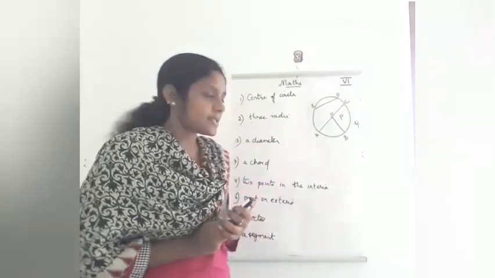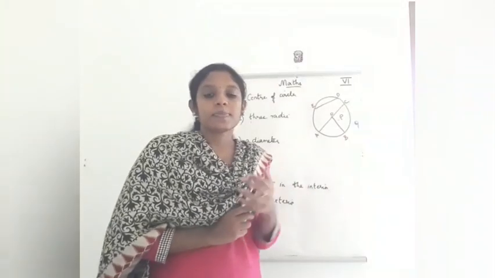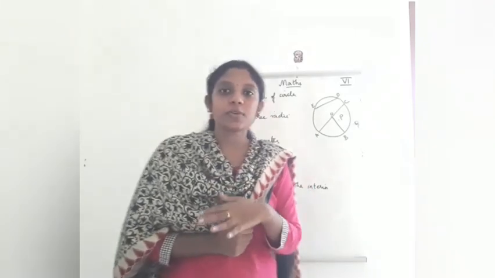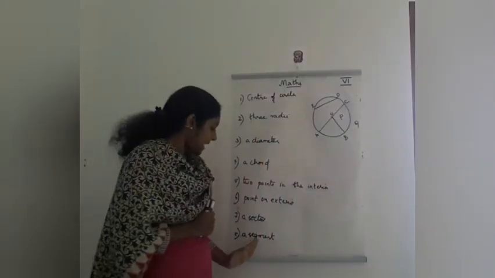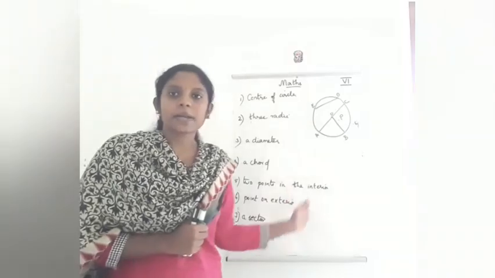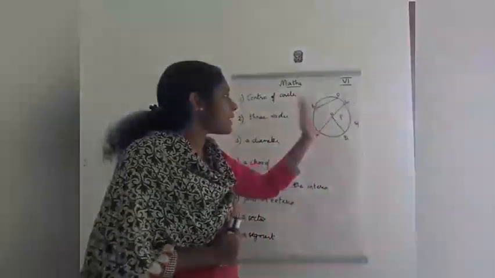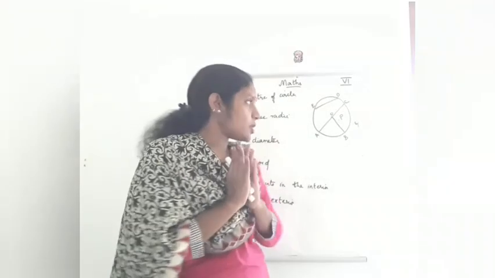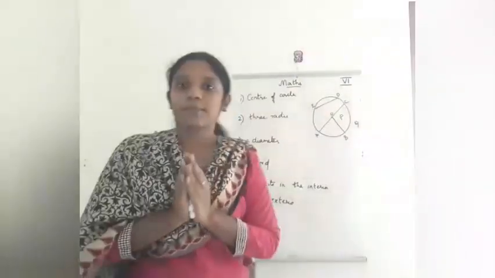Okay children, now we'll move to exercise 4.6. First question, a figure is given. Please take out your textbook and look at that figure. From the figure you have to identify the 8 terms given, the 8 terms we have just studied. Look at the figure carefully and understand what is given. Everything is labeled and named properly.